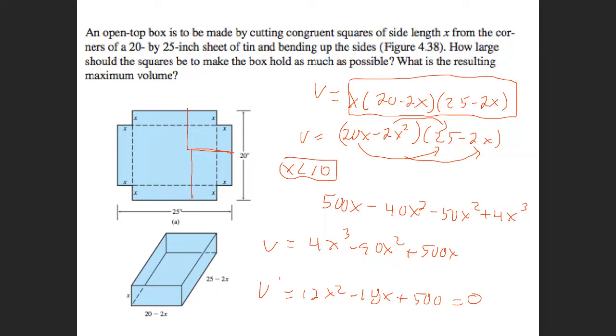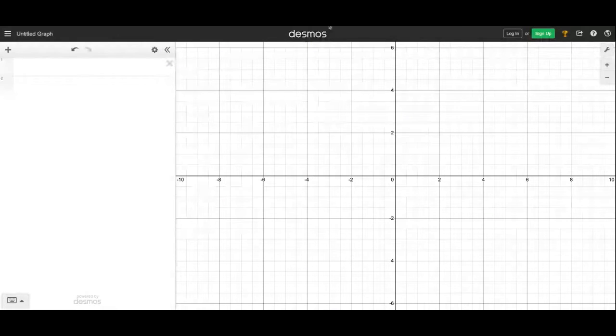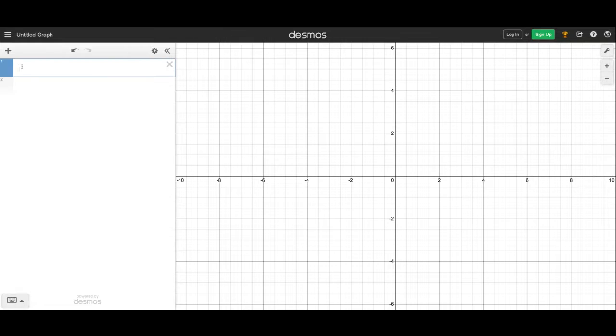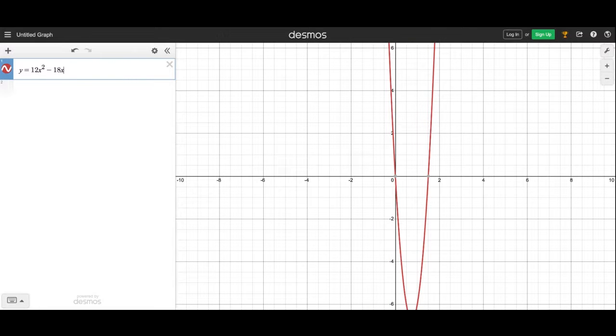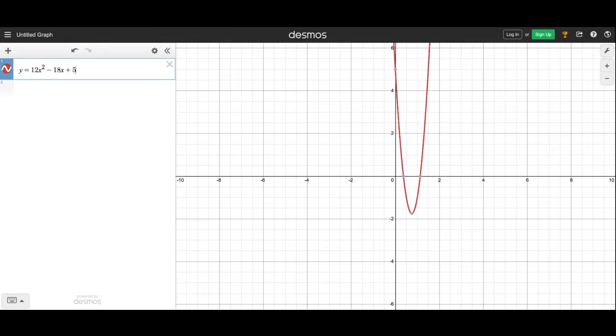So now I'm going to go to my sharing application screens. I'm going to go to my Desmos calculator. And I hope you can see this. Can you see my Desmos calculator now? Okay. So what I'm going to do now is I'm just going to plug in my equation. It was y is equal to 12x squared minus 18x plus 500, I believe it was, plus 500.